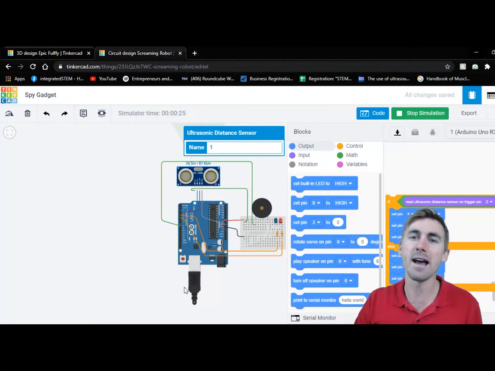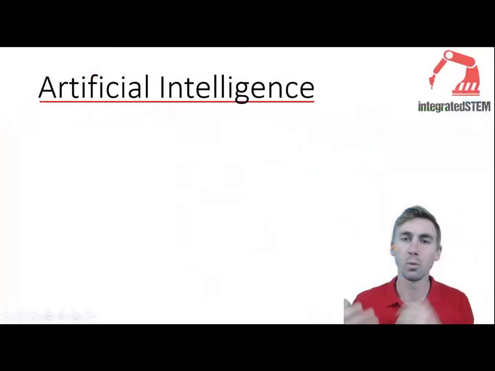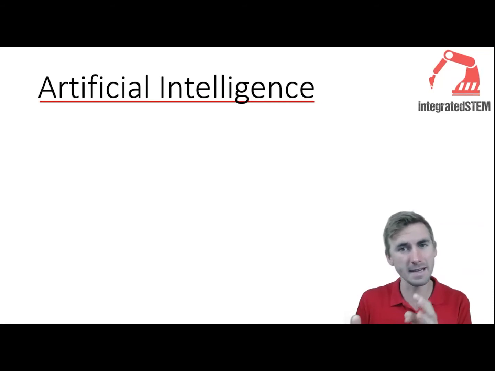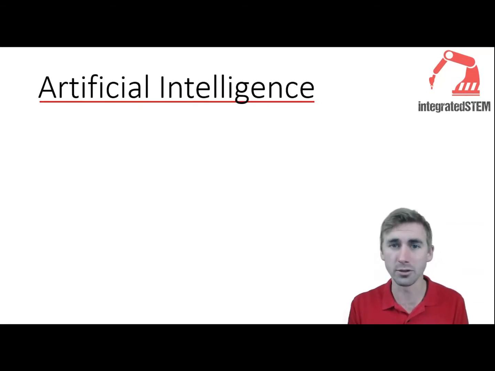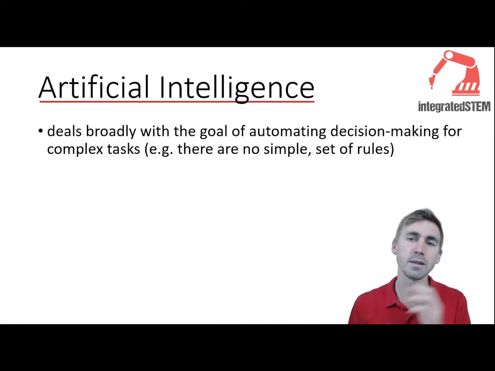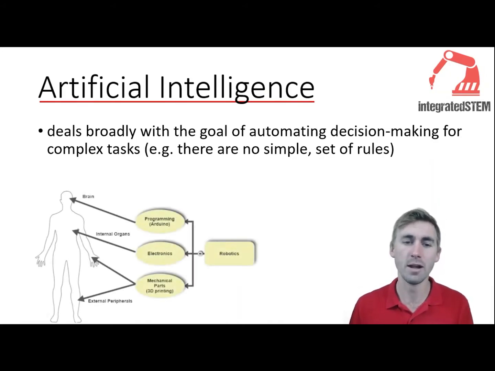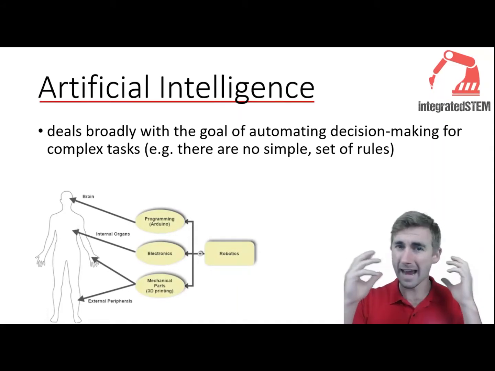So I hope you now have an understanding and appreciation just how easy robots can be made for free online using Tinkercad. Whilst we just don't have enough time to cover artificial intelligence in its totality in this session, I do want to make note where artificial intelligence, or AI for short, adds value to a robotic system. So AI deals broadly with the goal of automating decision-making for complex tasks. Now, using our example that we've done before, when we think about programming being the brain of a human, our brain does AI automatically.